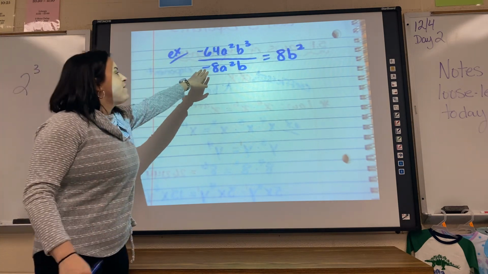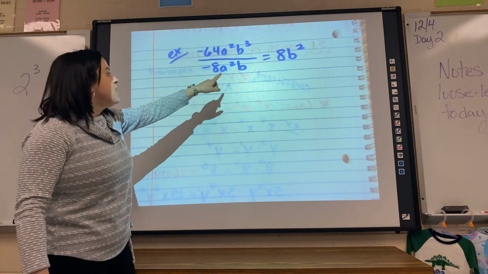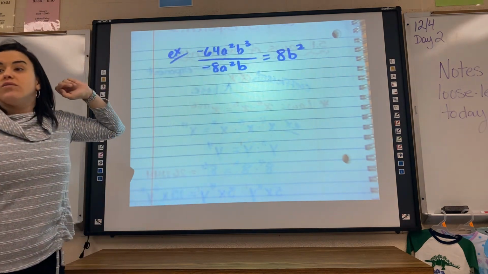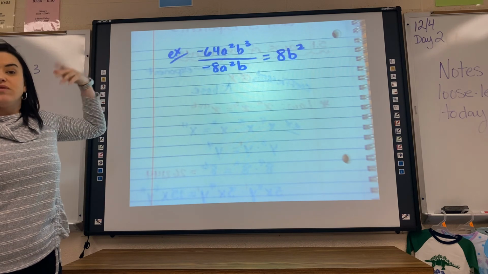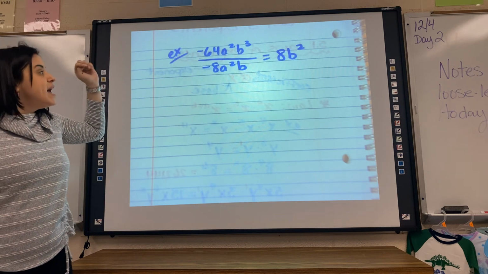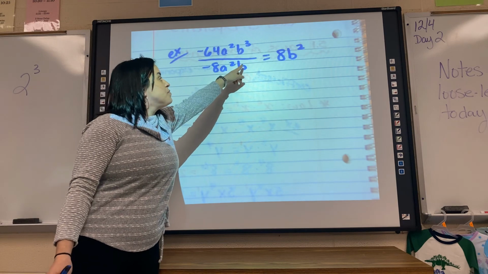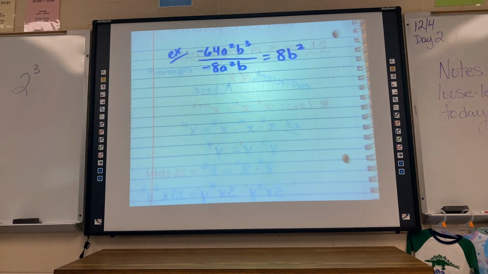Negative 64 divided by negative 8 is positive 8. A squared divided by a squared, well, 2 minus 2 is 0, so that just equals 1. And then b cubed minus b to the 1st is b squared. Yes, we're good? All right.